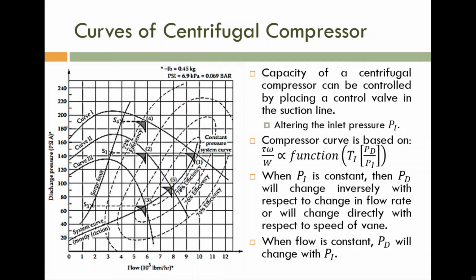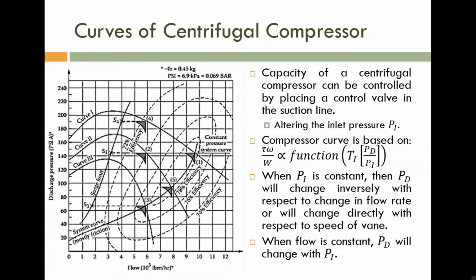So this curve is drawn by using this relationship, where we assume that Pi, the suction pressure, is constant. Suction pressure, torque, and W are assumed constant. With respect to the variation of the mass flow rate of fluid, the variation of discharge pressure is plotted here. So this is one curve.